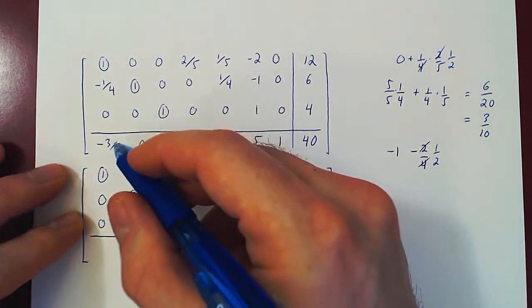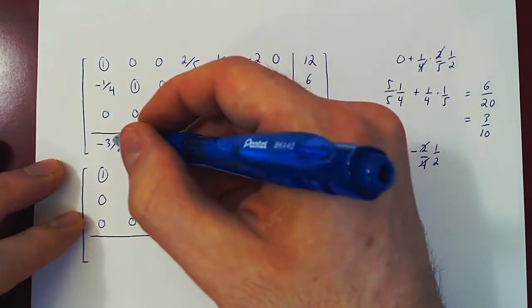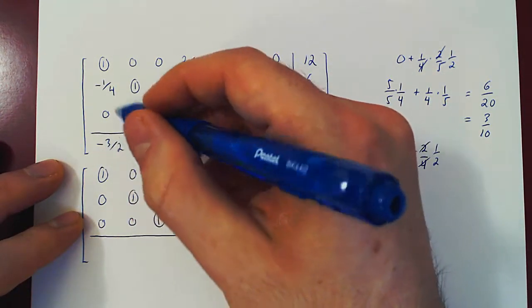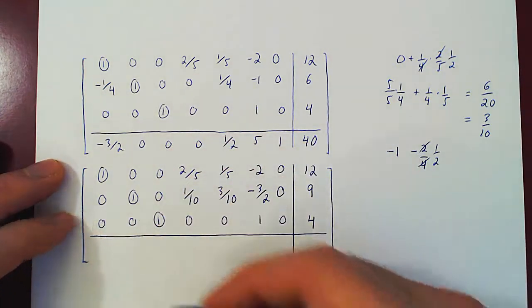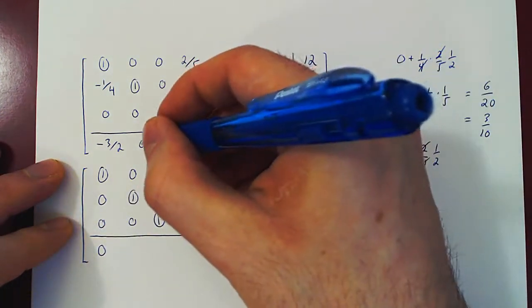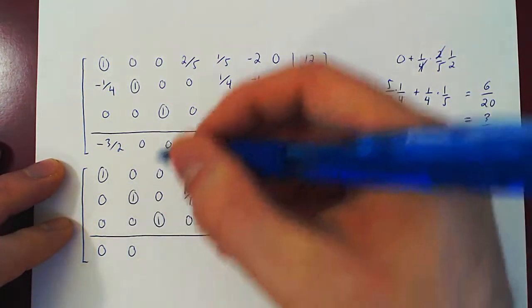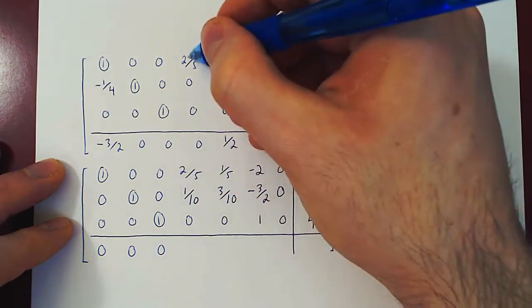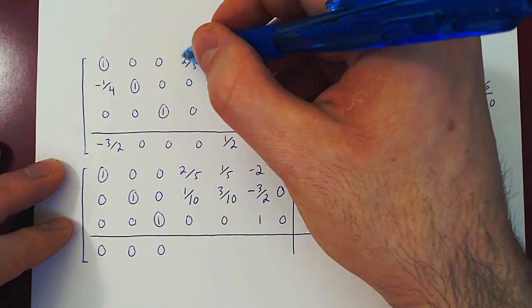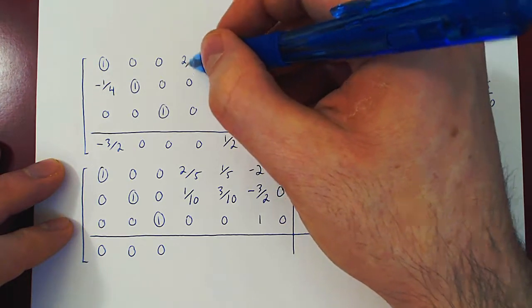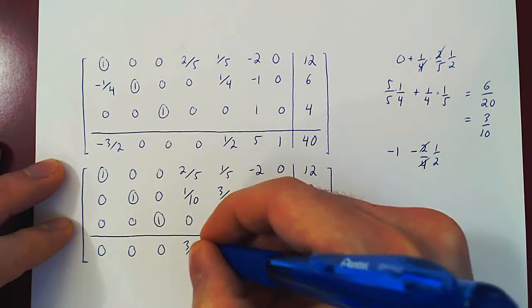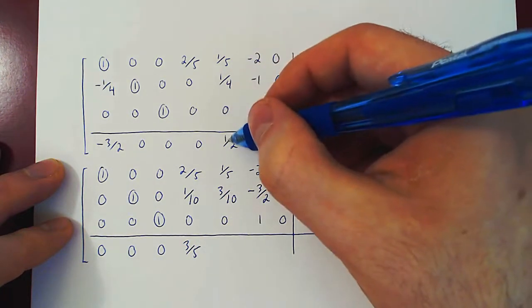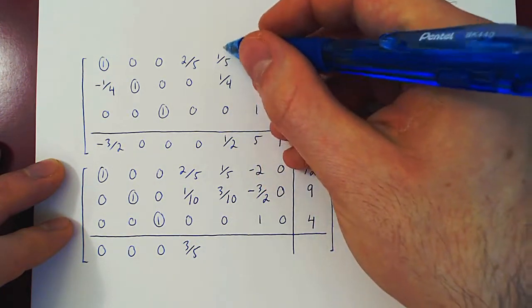Let's now kill the negative 3 over 2. So we now do row 4 plus 3 half of row 1. So 0, 0 plus 3 half of 0 is 0. 0 plus 3 half of 0 is 0. 0 plus 3 half of 2 over 5. Well, the 2's will cancel, and we're going to get 3 over 5.